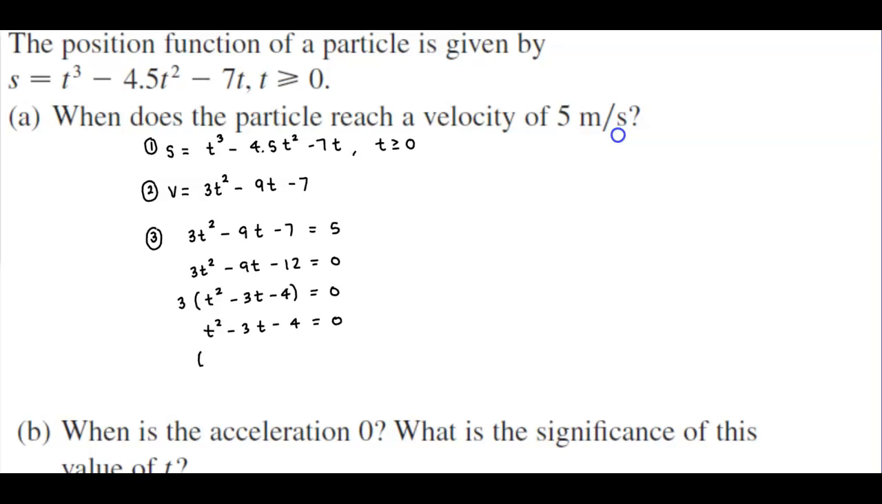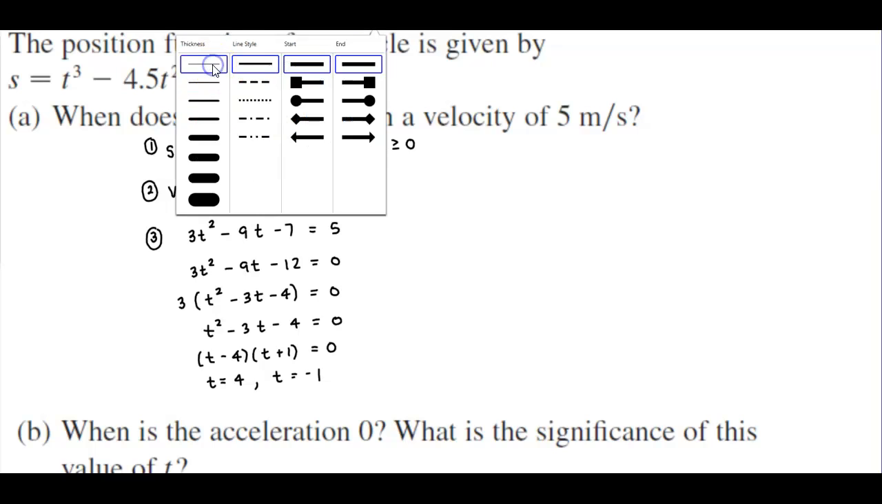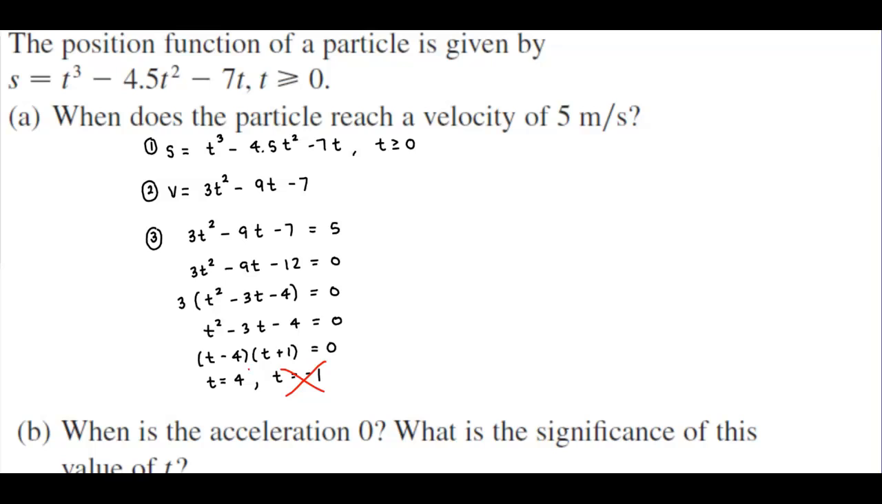And now we're going to factor. This becomes t minus 4 times t plus 1 equal to 0. So that tells us that t is equal to 4 and t is equal to negative 1. We're asking when does the particle reach a velocity of 5 meters per second, and we know that t has to be greater than or equal to 0. Well, we cannot include a negative time, so we have to discard this. And so therefore, the answer is 4 seconds.